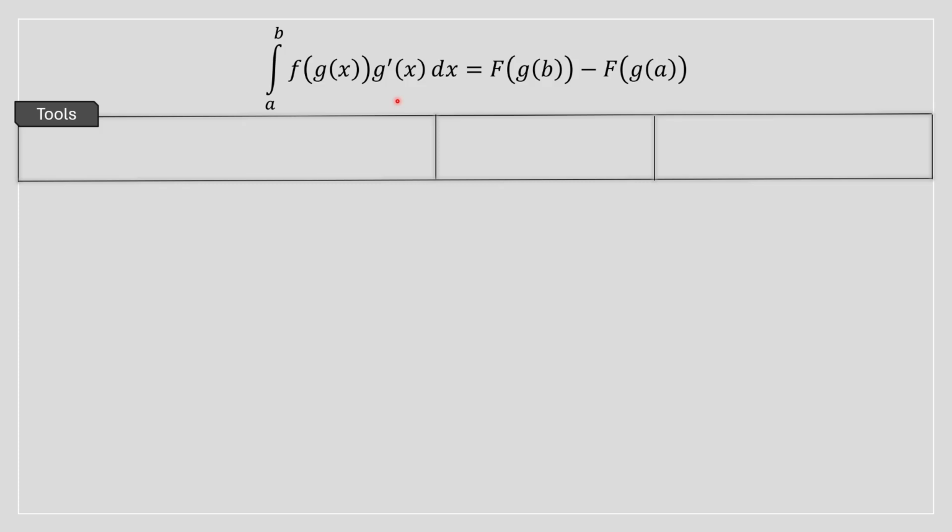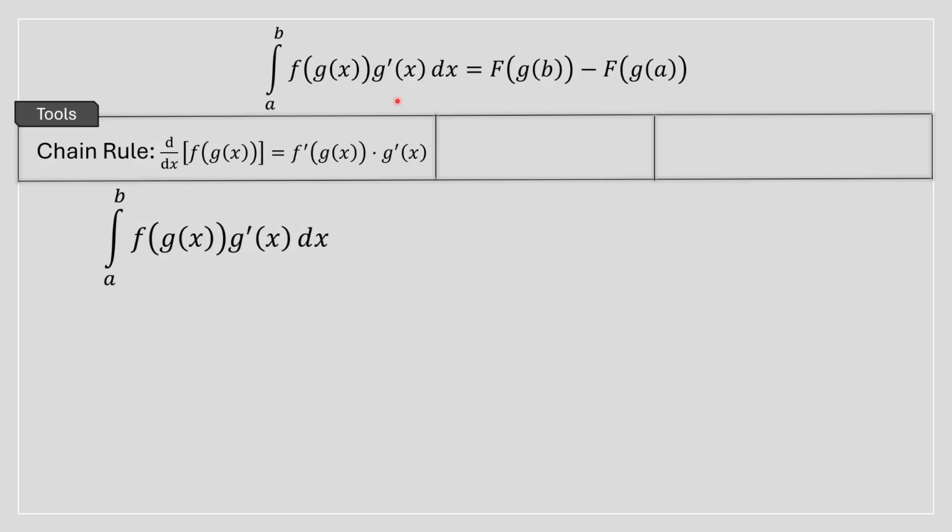So the first step is you're going to need a tool, which is the chain rule. And the chain rule is basically the opposite of the U-substitution. So by default, what we are going to have to do is take the integral of the chain rule, which will give us the U-sub basically, and we're going to use that to prove the U-substitution. So if that's the case, we're going to replace the chain rule into an integral.